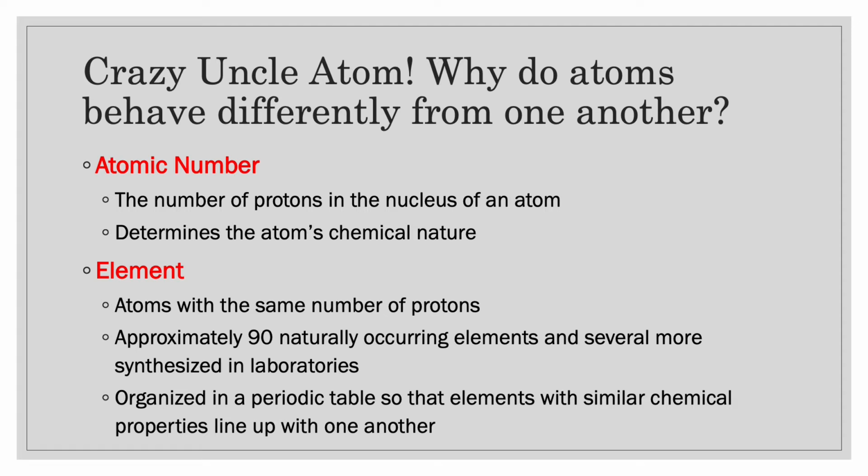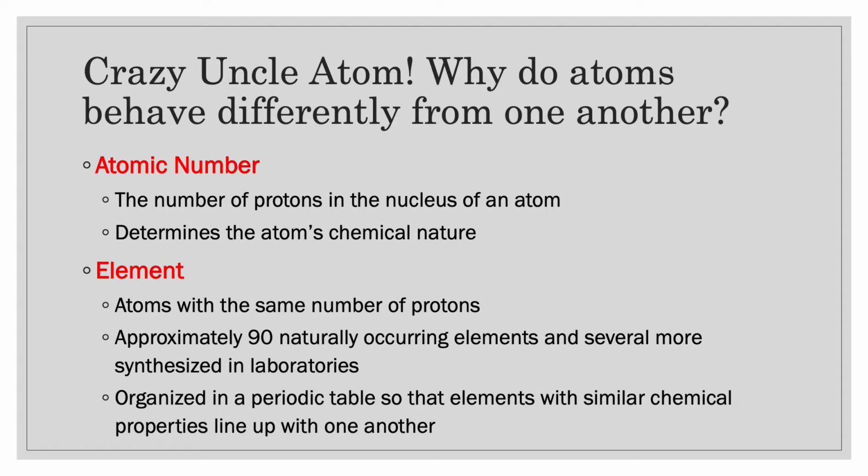There are approximately 90 naturally occurring elements. Naturally occurring means we have discovered them in the natural world, existing on their own. And then several more elements have been synthesized in laboratories.